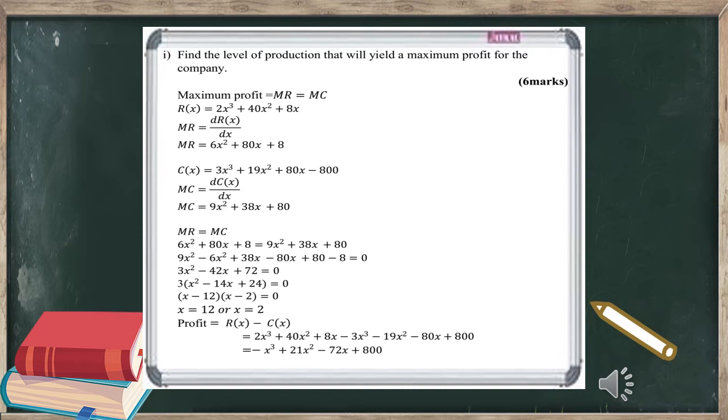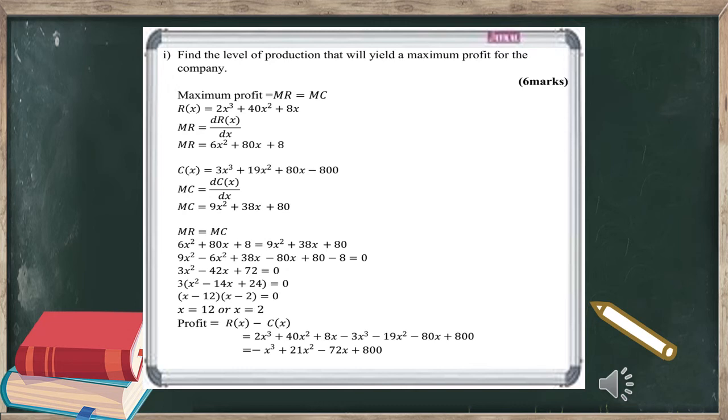How to find maximum profit? Maximum profit we will get when marginal revenue equal to marginal cost. How to find marginal revenue and marginal cost? This question didn't give us the marginal revenue and marginal cost functions. Calm down, because this question gave us the revenue function and cost function. With these functions, we can get the marginal revenue function and marginal cost function. How to do that? We do the first derivative.